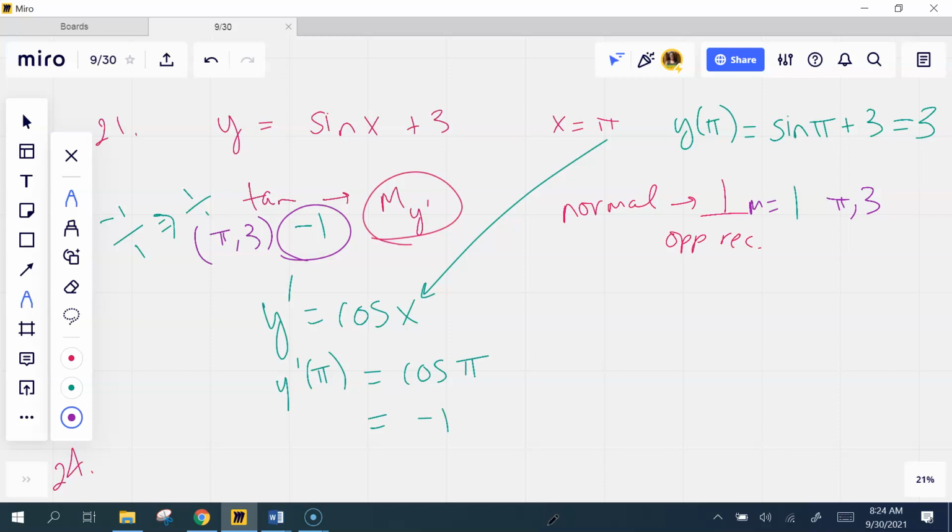Sine of pi is 0. When you say opposite reciprocal, that's just the negative. And I don't usually say negative because if it's already negative, it'll become positive. You use that when you get the derivative slope to find the normal slope. Let me write this equation down. There's the tan line. Point slope form.